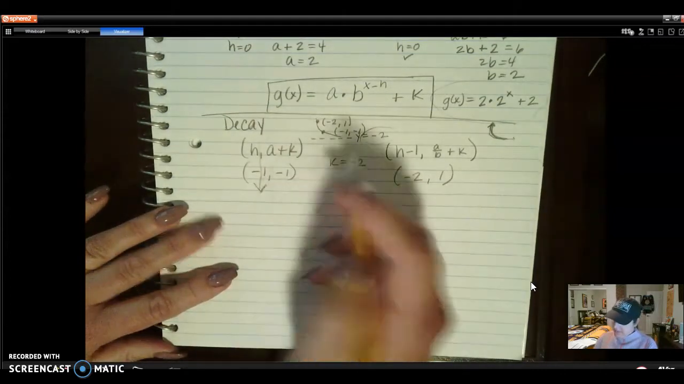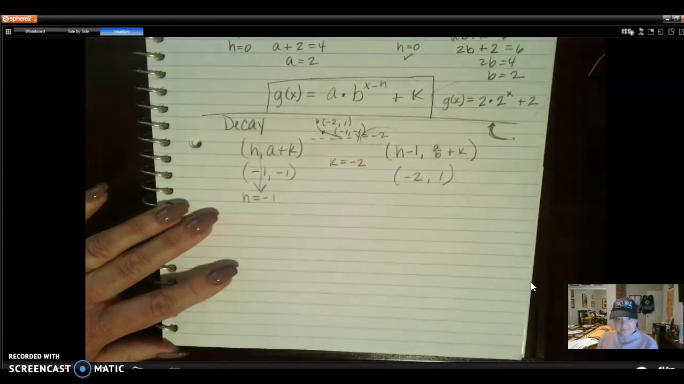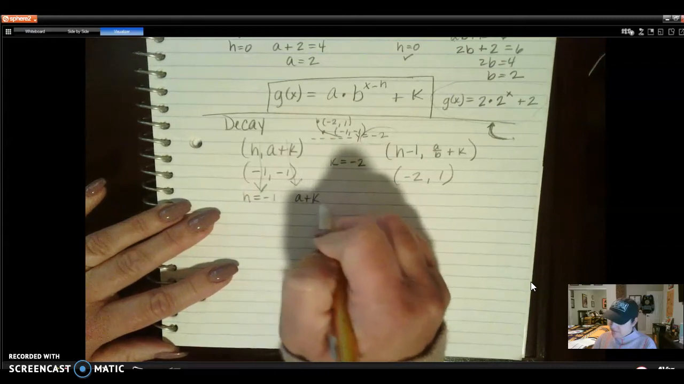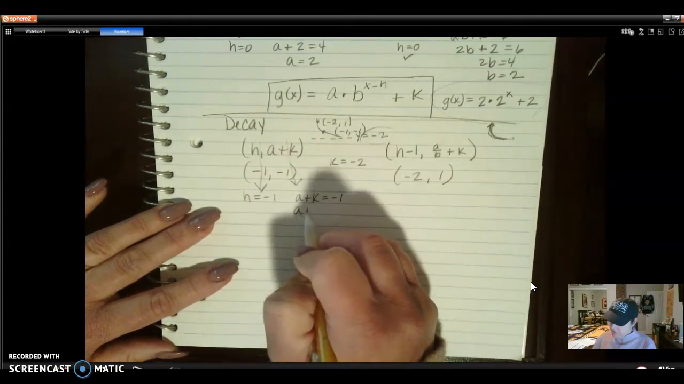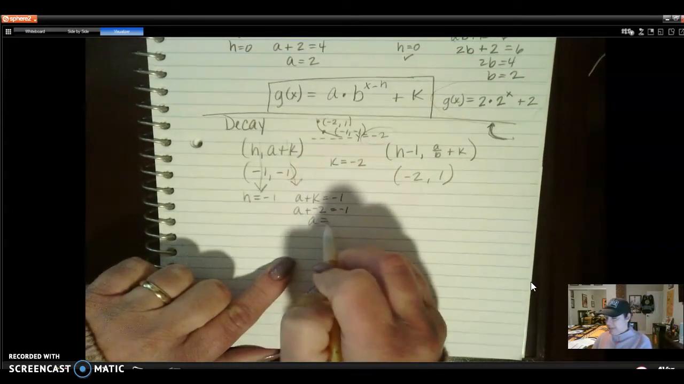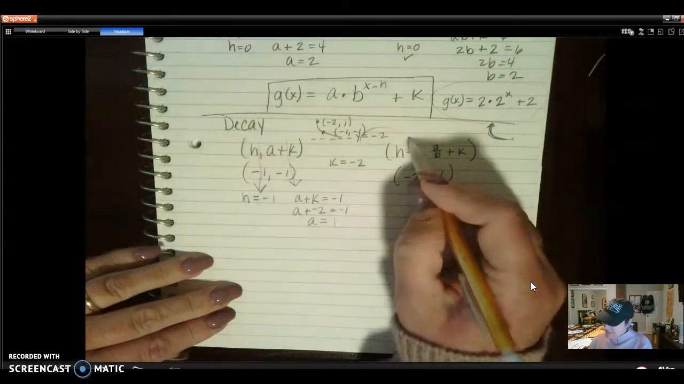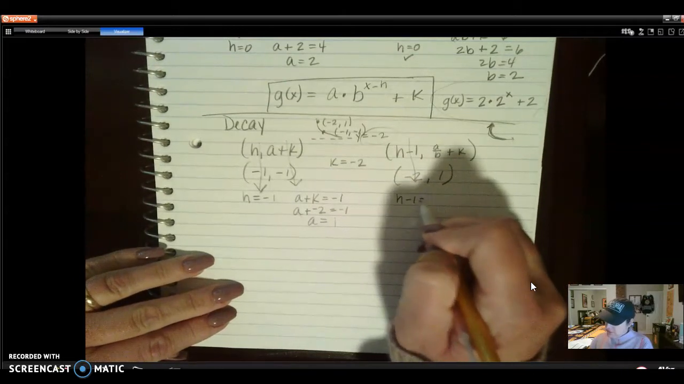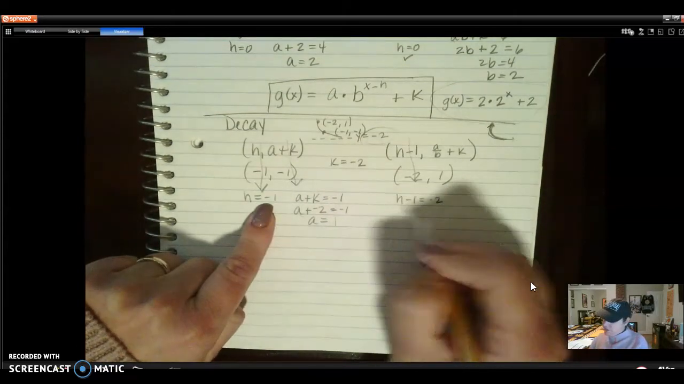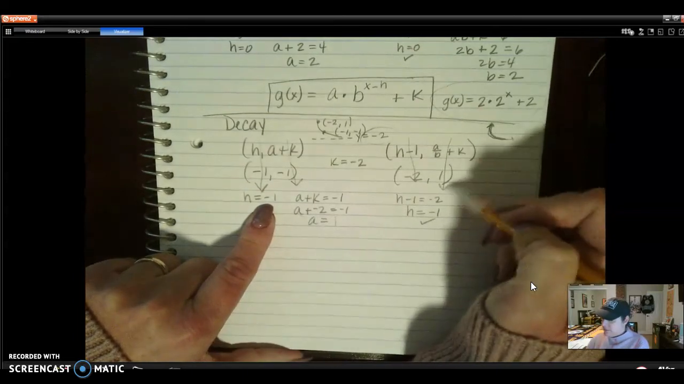And then here we go. We just do it. H equals -1. A plus k equals -1. I know that k is 2. So when I add 2 to both sides, I get a to equal +1. h minus 1 should equal negative 2. So let's just quick check, make sure we get the same h value. When I add 1, I get a negative 1. Good.